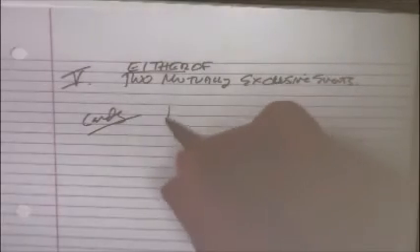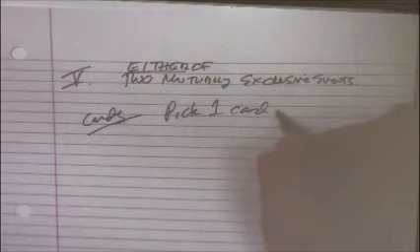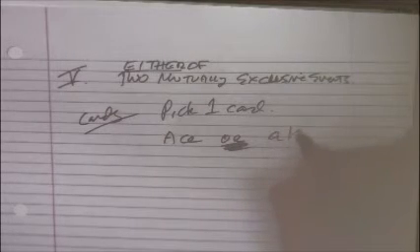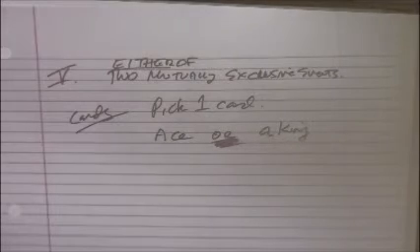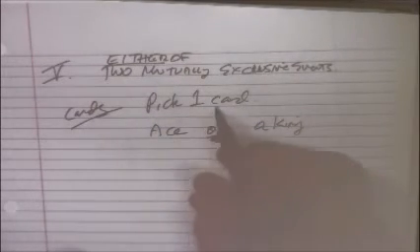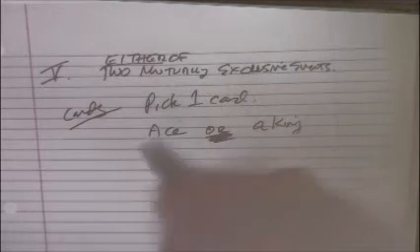And let's say we're going to pick one card, and we want it to be an ace or a king. We can't have it be an ace and a king because we're only picking one card, so you can't have both things at once. So you want to pick one card and you'll be happy if it's an ace or if it's a king. So two things will make you happy.